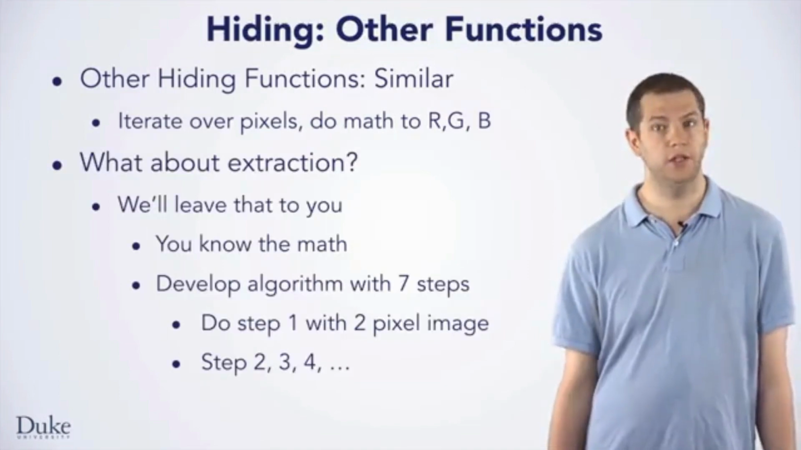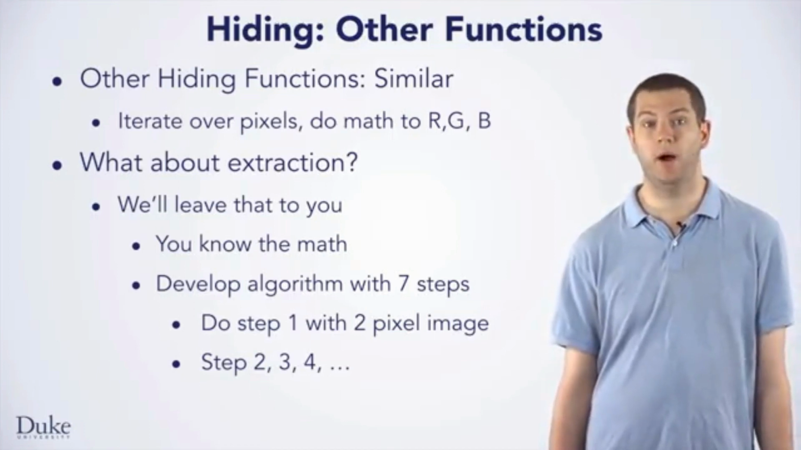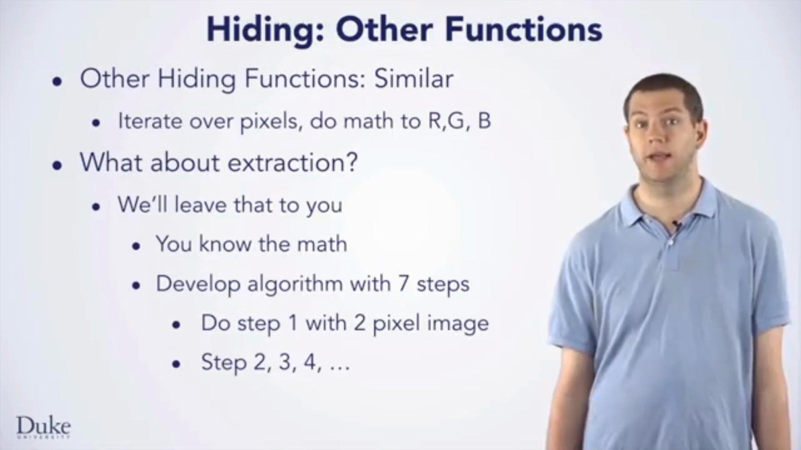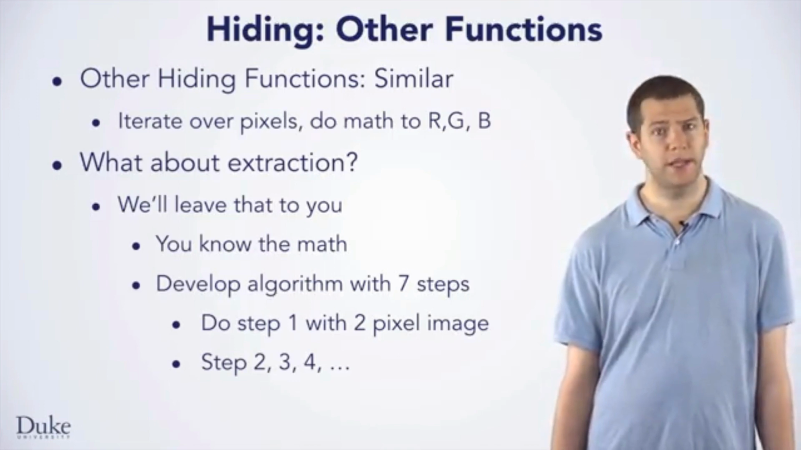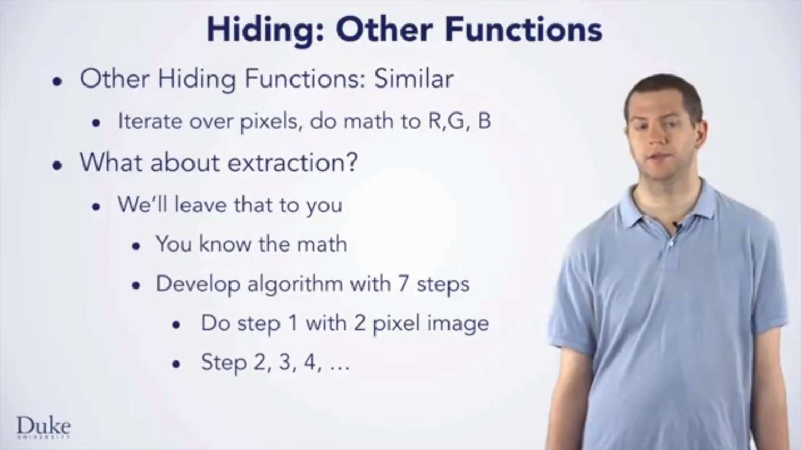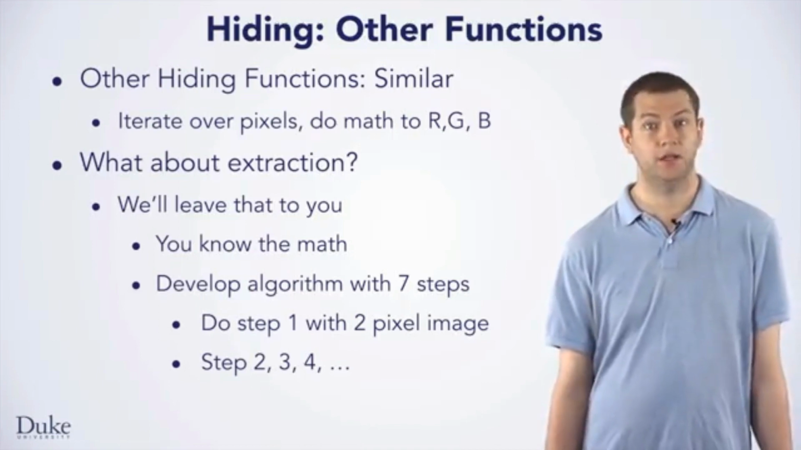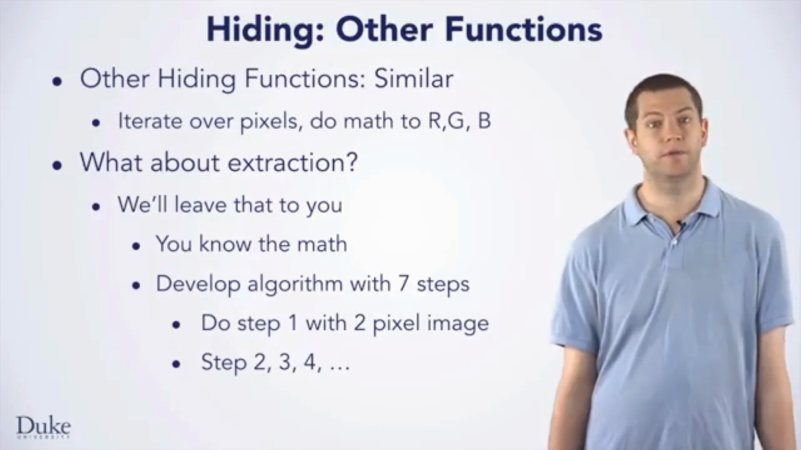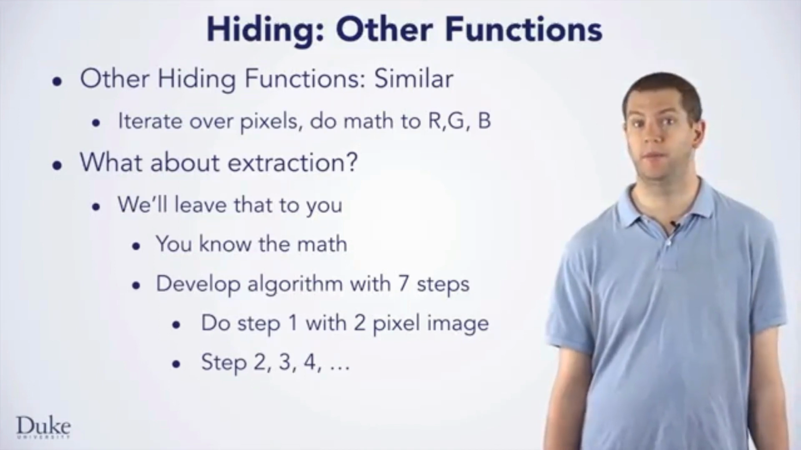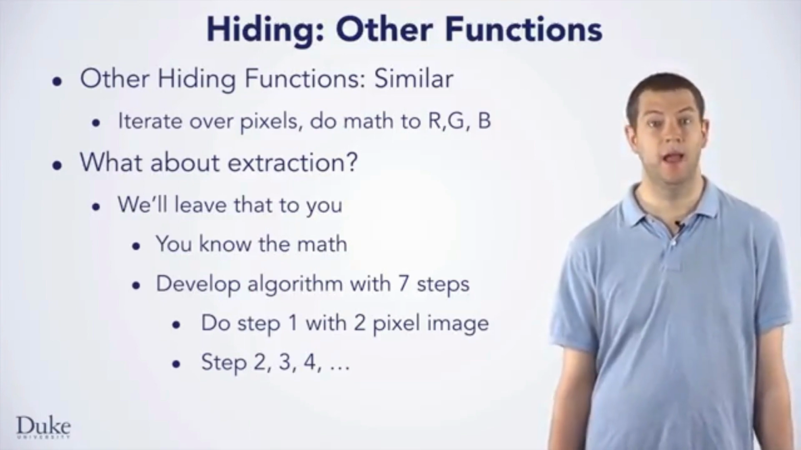What about extraction? How do you get the hidden image back out? We're going to leave that to you. You've already seen the math required, so now you can use the 7 steps to develop an algorithm and translate it into code. Start out with step 1 and work on an image with 2 pixels. Write down numeric values for their red, green, and blue. Then extract the hidden 2-pixel image. Once you have done that, work through steps 2, 3, and 4 to develop your algorithm, then translate it into code, test it, and debug it. Happy coding!